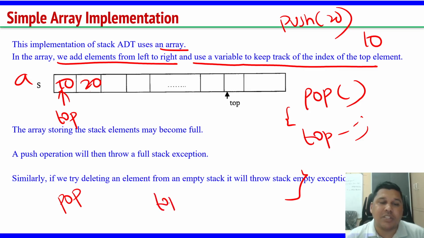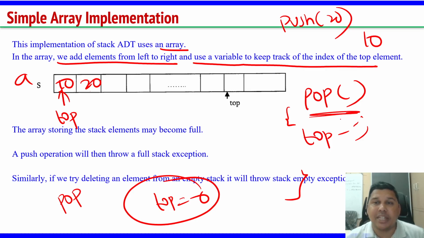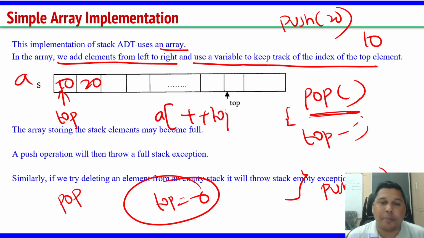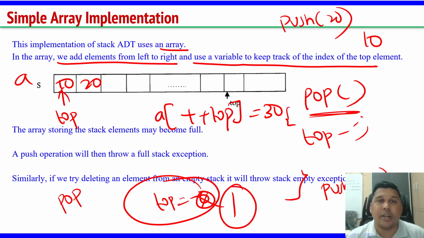Why? My top is 0 now. After deleting an element, if you are doing push of 30 again, what is the logic of push of 30? A of plus top is equal to 30. So what is the top value? 0. Plus top means 1. At this location 1, put 30. See, this is index 0, this is index 1. So 30 comes here. That old 20 will be erased.